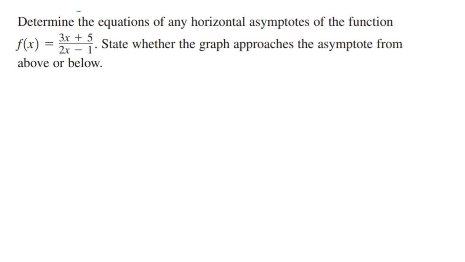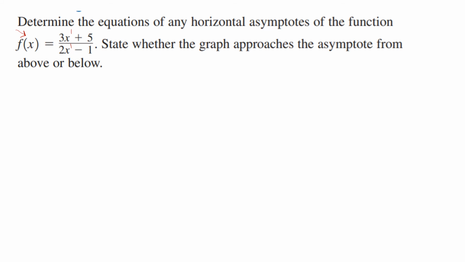So it wants us to determine the equations of any horizontal asymptotes of the function given, and state whether the graph approaches the asymptote from above or below. So the first thing I do, because it's asking for horizontal asymptote, is to find the horizontal asymptote of this. What I realize is, I told you guys before, if the degrees are the same, the first thing you need to check is the degrees. If it's the same, it's just way easier than what we need to do.